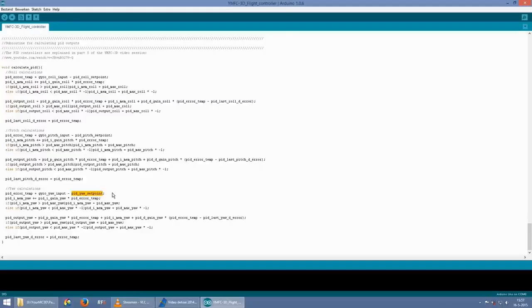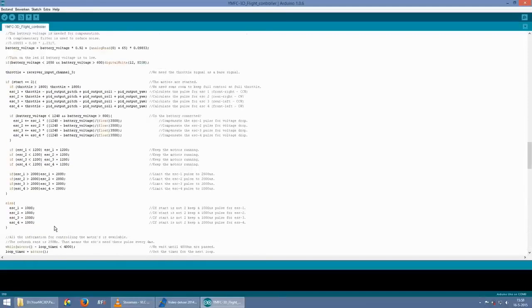Now because the multicopter is not yet moving, the gyro is 0. The output of the PID yaw controller is negative. This means that motor 1 and motor 3 increase speed and motor 2 and motor 4 reduce speed. As a result, the multicopter will turn in the opposite direction of motor 1 and 3, and that is to the right.